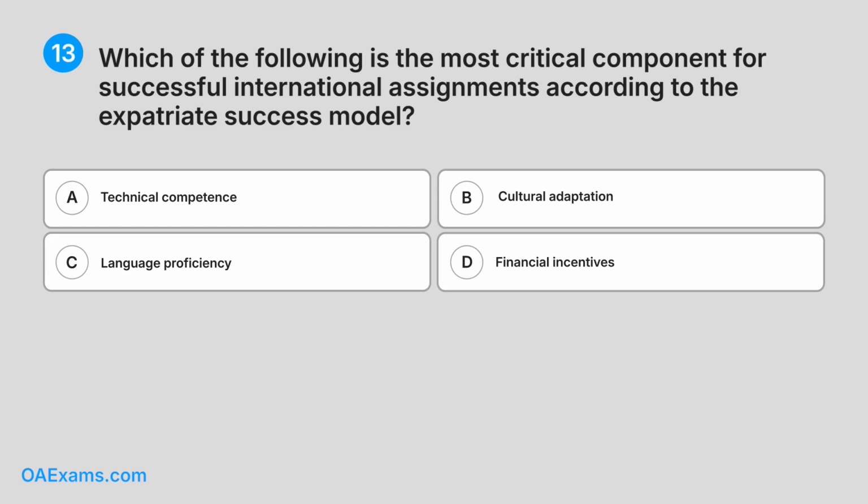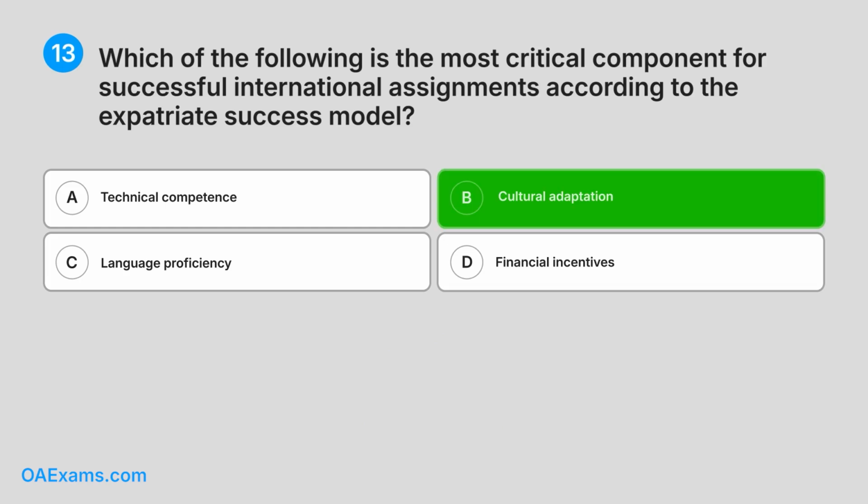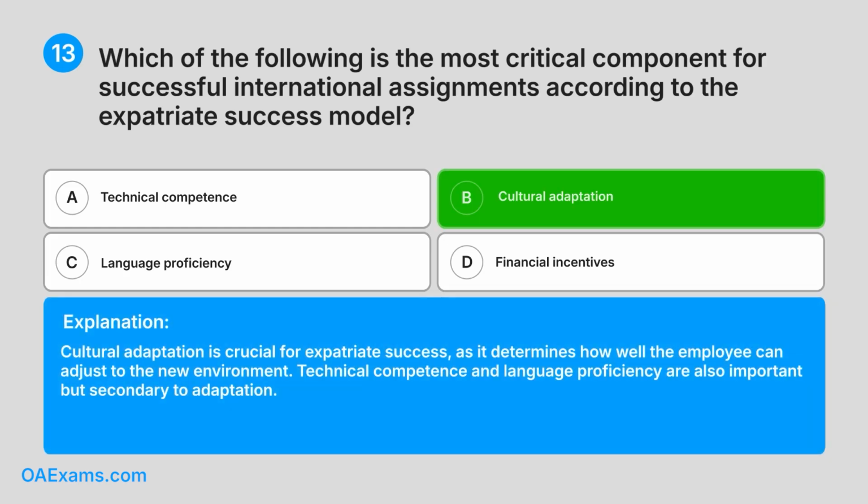Correct answer. B. Cultural adaptation. Explanation. Cultural adaptation is crucial for expatriate success, as it determines how well the employee can adjust to the new environment. Technical competence and language proficiency are also important but secondary to adaptation.